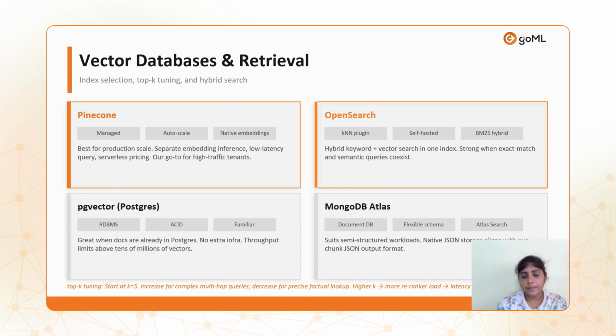Now coming to top K tuning. So you can start with a lower value such as k equal to 5. And for complex multi-hop questions, it can be increased to 10, 15. For precise factual lookup, it should be reduced to a lower value like 3. Higher K means more candidates for the re-ranker, but it also means more latency and cost in the generation step. So it needs to be tuned empirically on the evaluation set.